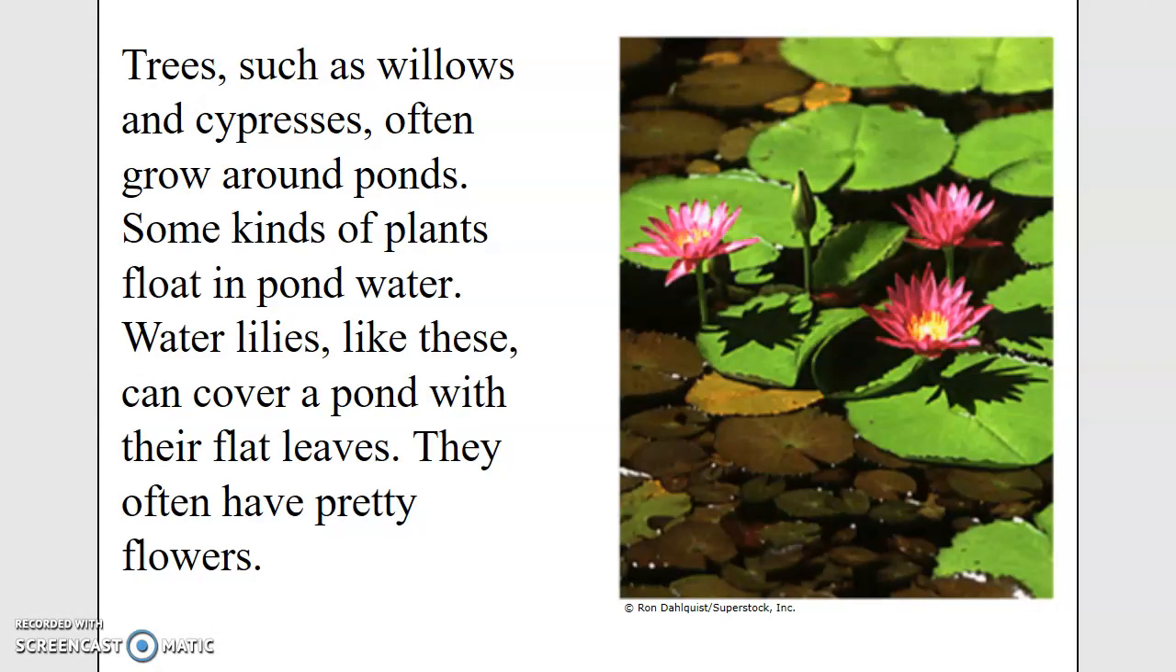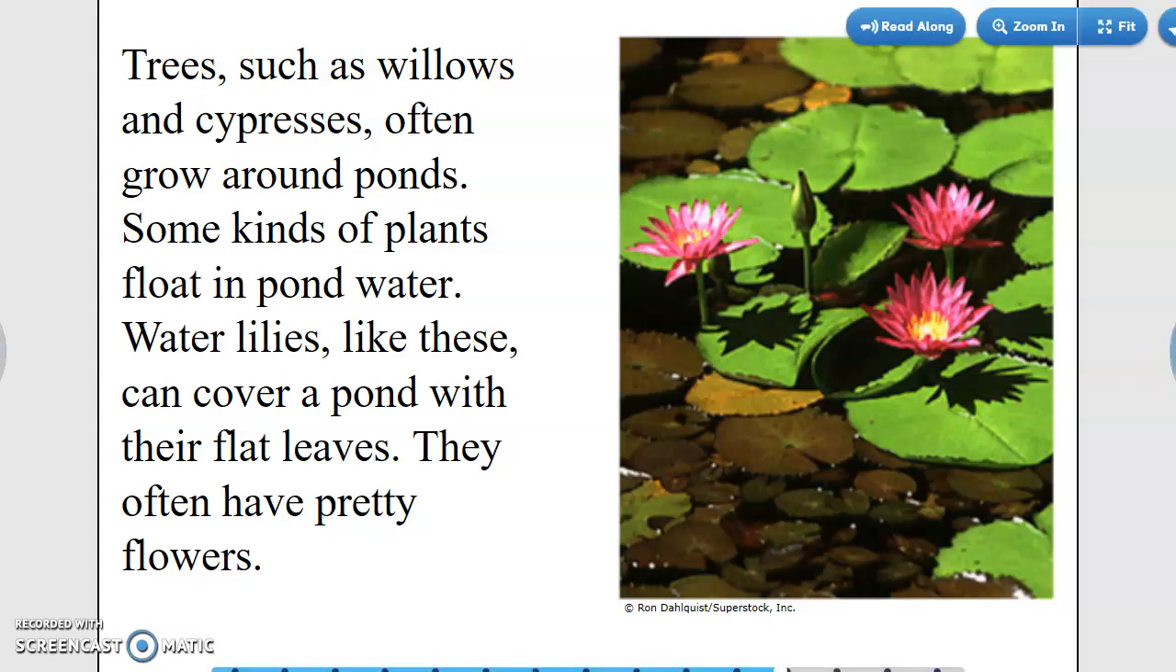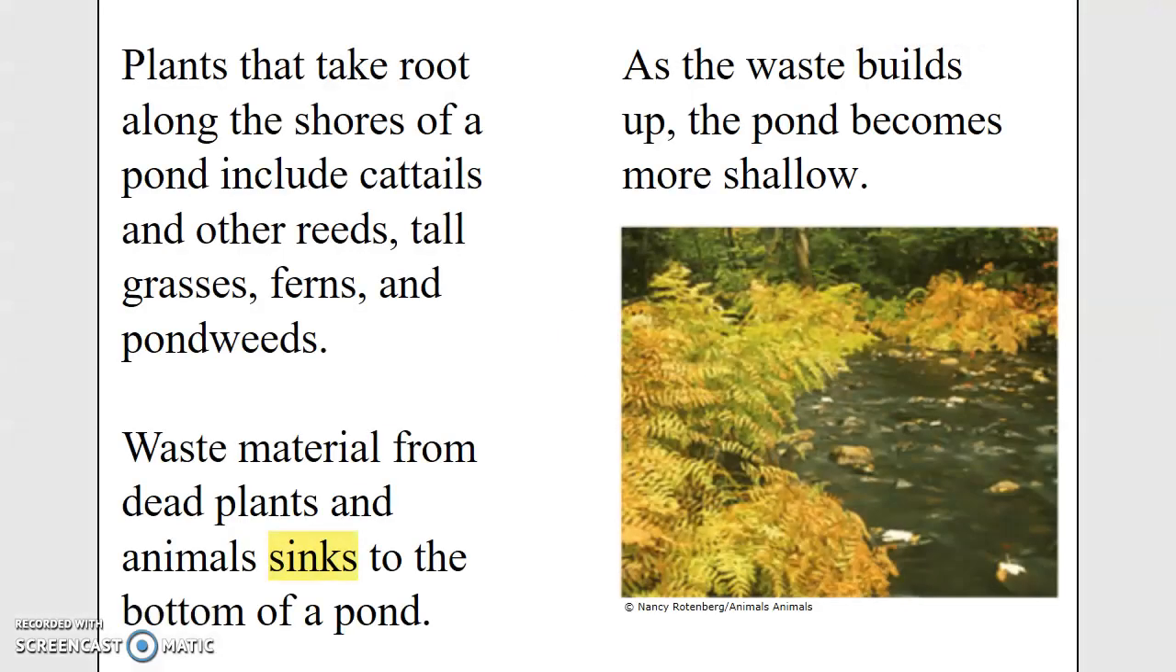Trees, such as willows and cypresses, often grow around ponds. Some kinds of plants float in pond water. Water lilies, like these, can cover a pond with their flat leaves. They often have pretty flowers. Plants that take root along the shores of a pond include cattails and other reeds, tall grasses, ferns, and pondweeds. Waste material from dead plants and animals sinks to the bottom of a pond.